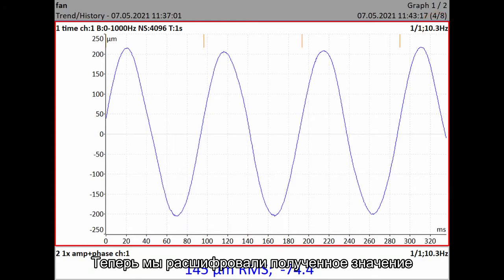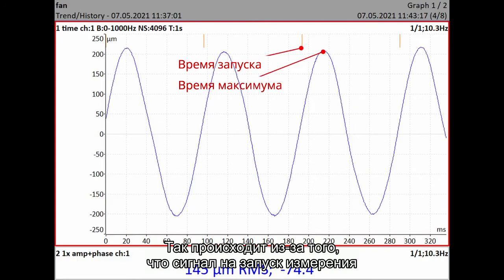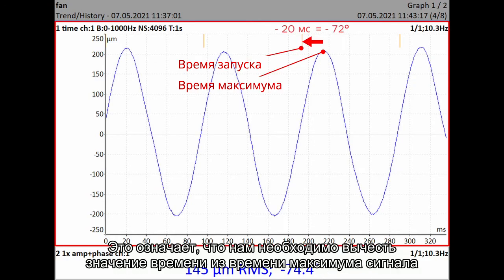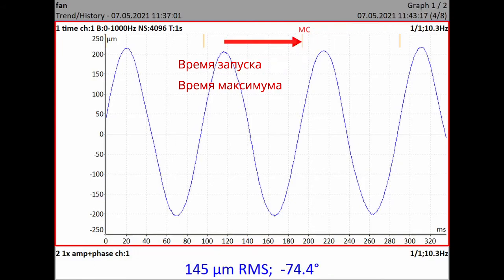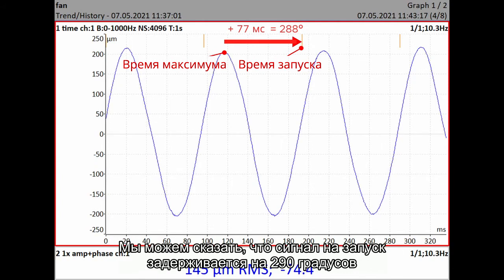Now we decoded the value, but why minus? It is because the trigger time is less than signal maximum time. It means we need to deduct the value from signal maximum time. Of course, the minus 70 degrees is equal to plus 290 degrees. We can say that the trigger is delayed by 290 degrees.